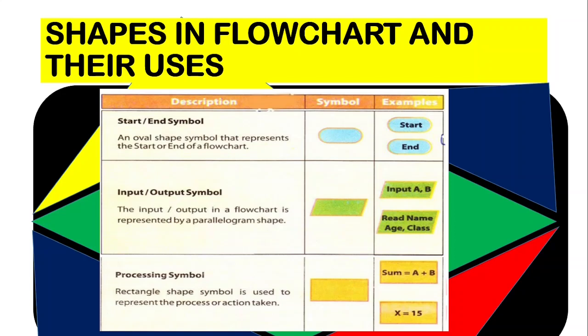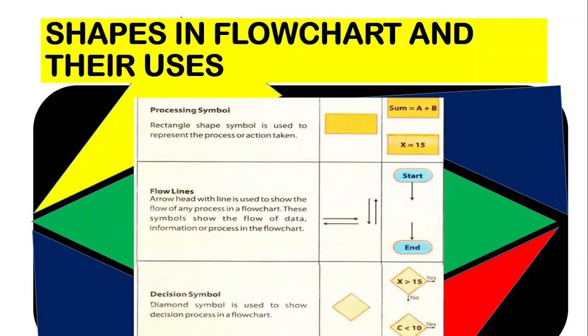Then for your program to add two numbers together, we use the keyword sum. When you want to sum two numbers together, you use the rectangular shape. Then the next is your flow lines. How should your program flow? Is it from up to down, or horizontally from left to right, or right to left? That is where you use your arrow.